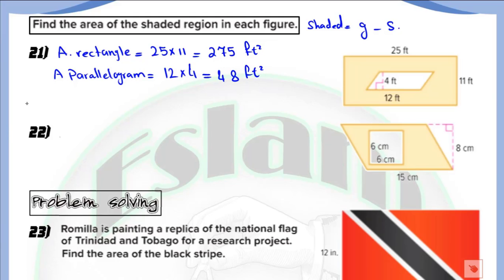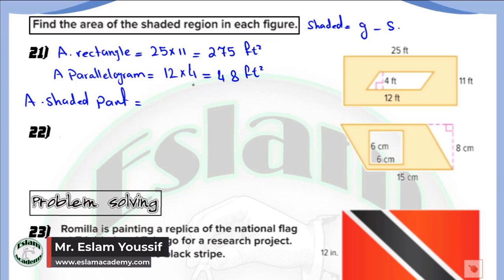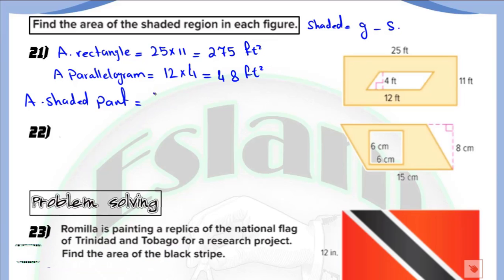Now we need to find the area of the shaded part. The area of the shaded part is equal to the difference between the area of the greatest shape minus the area of the smallest. So it will be 275 minus 48. By subtracting, you will find that the answer will be equal to 127 square units.